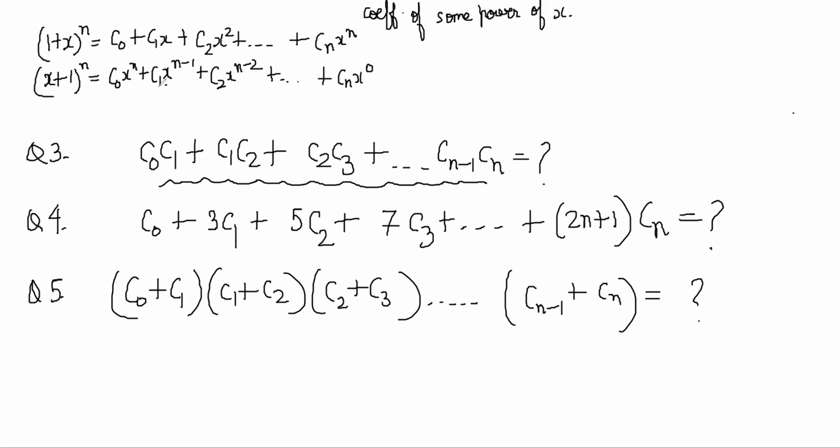Now look at what C0 C1 is. C0 C1 is getting the coefficient of x^(n minus 1), and C1 C2 is also the coefficient of the same power. C2 C3 will also be the same coefficient, right? So it is the coefficient of x power n minus 1 in (1 plus x) power 2n, right?